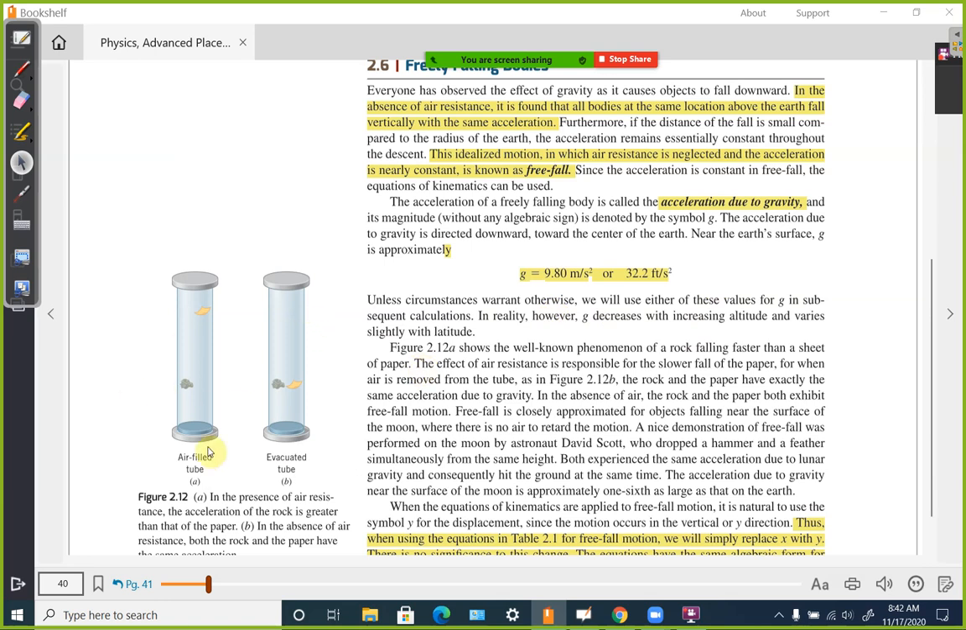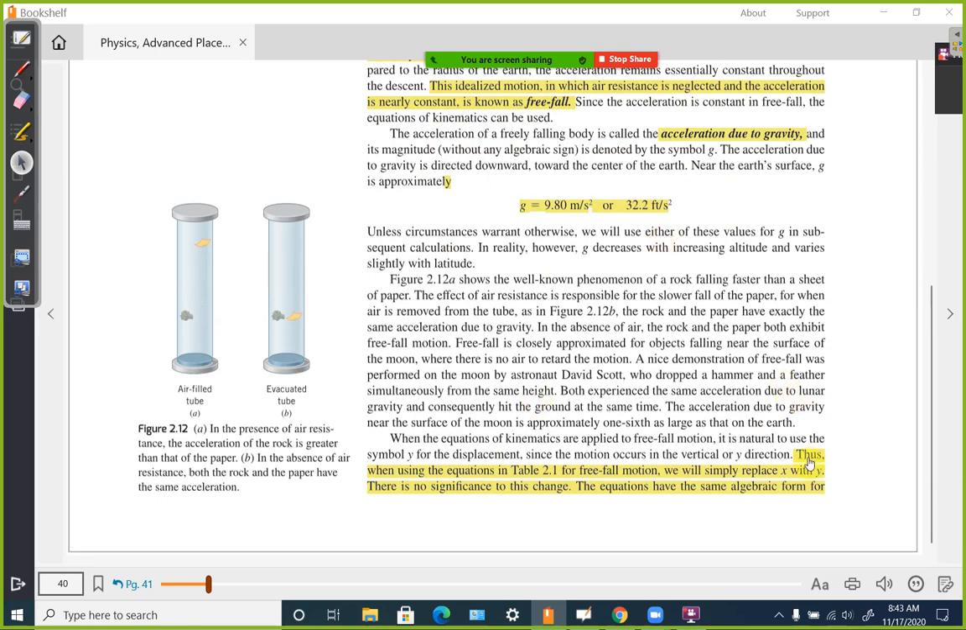Over here, we have this little experiment. If you had a tube with a feather and a rock in it, and you flip it over, because of air resistance the feather, or piece of paper, is going to take much longer to fall than the rock. But if you take out all the air in that chamber, because there's no air resistance, both will fall at the same time. They'll both hit at the exact same time.